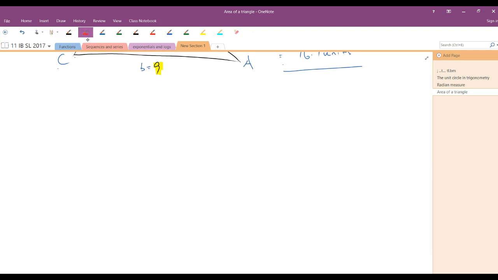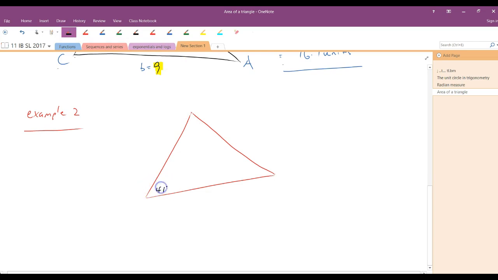Alright, let's have a look at one more example. I'll just give you some different information here. So let's have a look at a triangle where we give you some information, so 41 degrees here. Might give you another angle, so I'll give you 32 degrees there, and I'm just going to give you one side. I'll give you this side here, which is 9 centimeters. Alright, and find area to 3 significant figures.